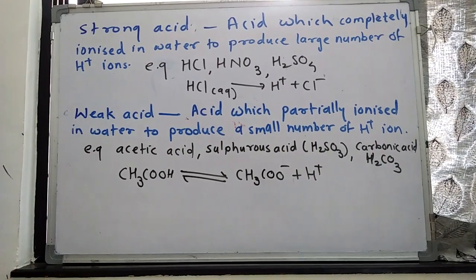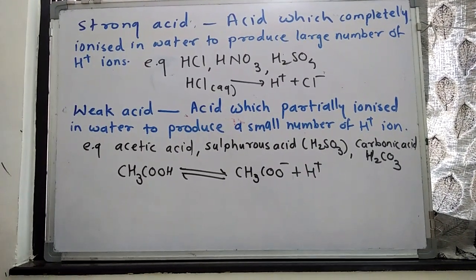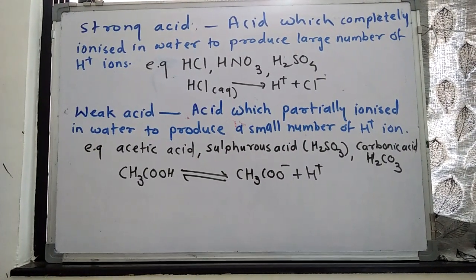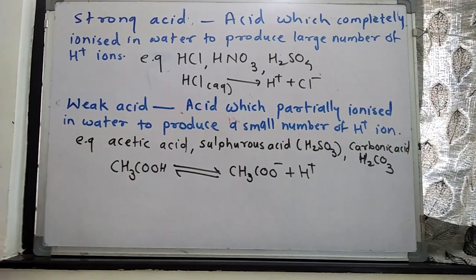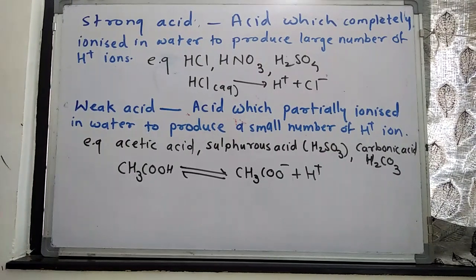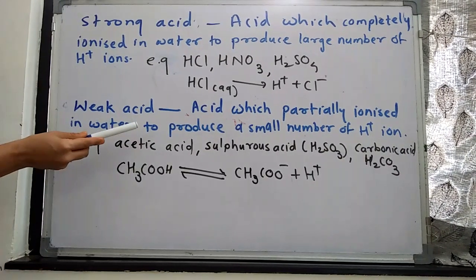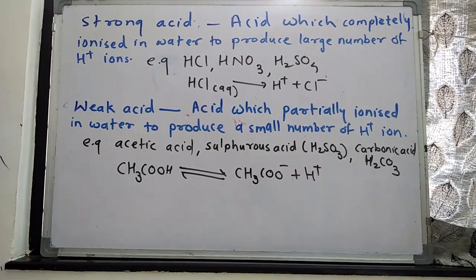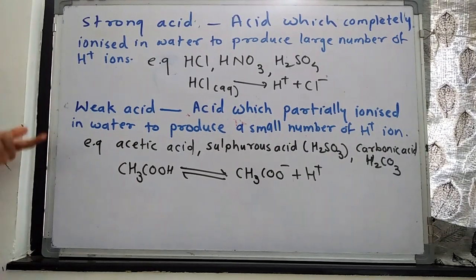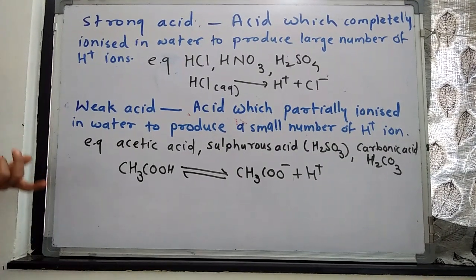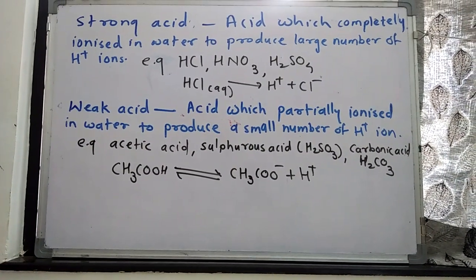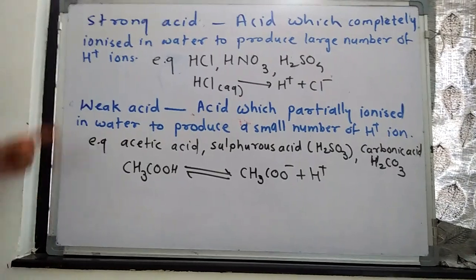And weak acids are the acids which do not completely get ionized. Partial ionization takes place. Acids which partially ionize in water to produce comparatively fewer H+ ions are called weak acids. Examples of weak acids are acetic acid and sulfurous acid. The formula of sulfurous acid is H2SO3. H2SO4 is sulfuric, it is strong. H2SO3 is sulfurous, it is a weak acid. Then carbonic acid, which is present in cold drinks, that is H2CO3. So these are the weak acids.